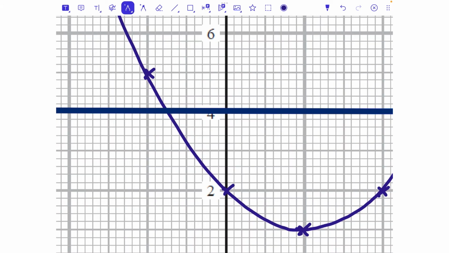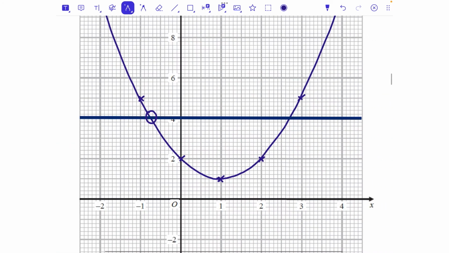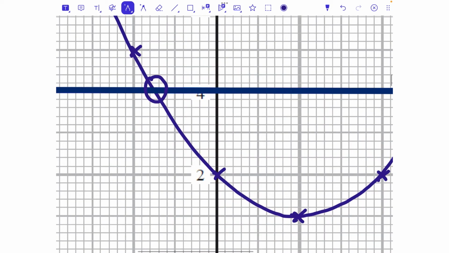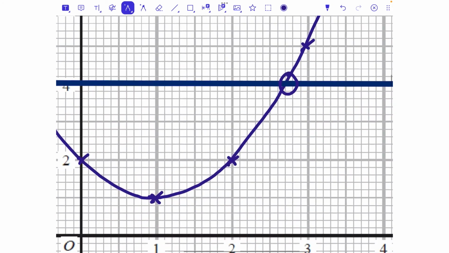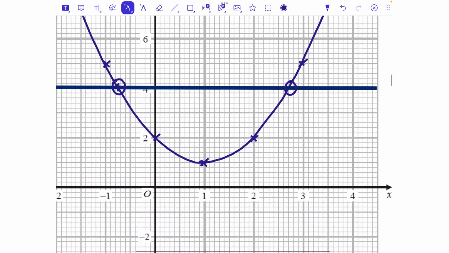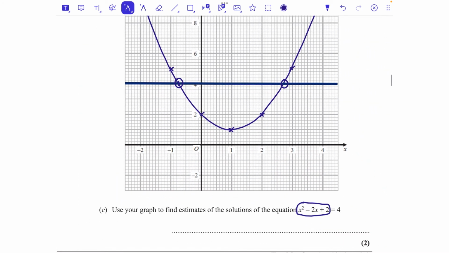And there's two places. Here is one place it equals 4. And here is another place it equals 4. So for that, I'm looking at those values there, and I'm going to say that that is minus 0.75. And let's go with 2.75 as well. So minus 0.75, and 2.75. Let's go with that. You might have said 2.7, 2.8, or anywhere in between, or minus 0.7, minus 0.8, or anywhere in between. That's absolutely fine.